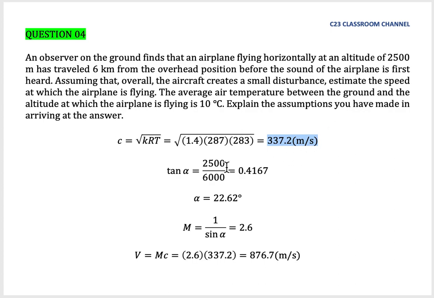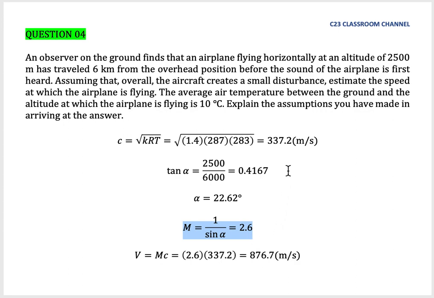So from the altitude and the length, we could calculate the value of tangent alpha, and alpha is equal to 22.62 degrees. So by using this equation, we could find that the Mach number is 2.6.